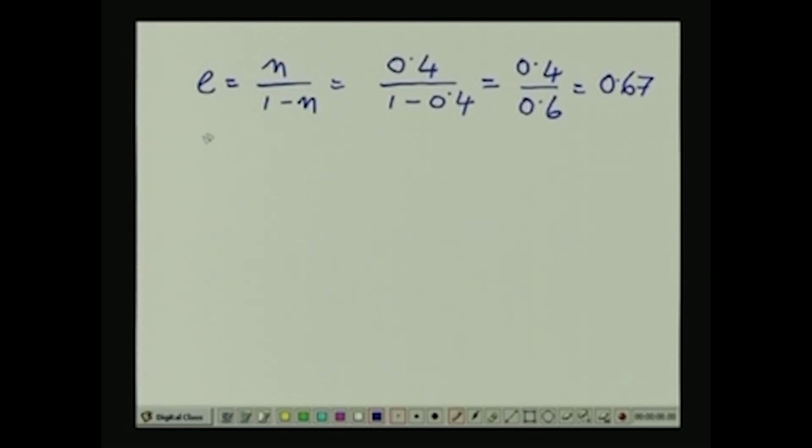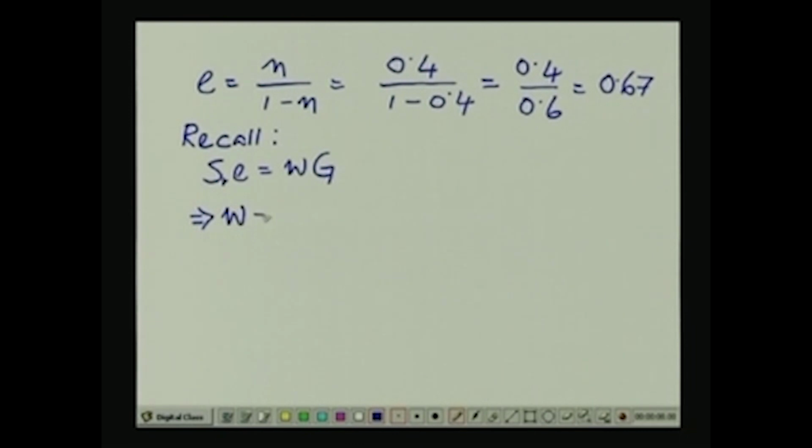Now what we have to calculate is the moisture content. You recall in the last presentation we used an identity: saturation ratio multiplied by the void ratio is equal to the moisture content multiplied by the specific gravity of solids. So that gives us what?